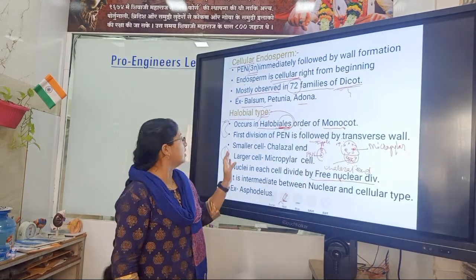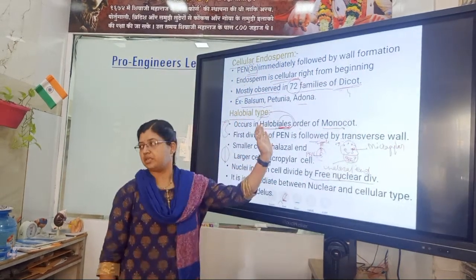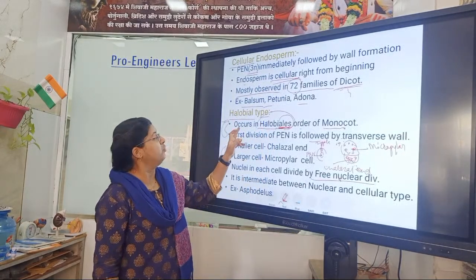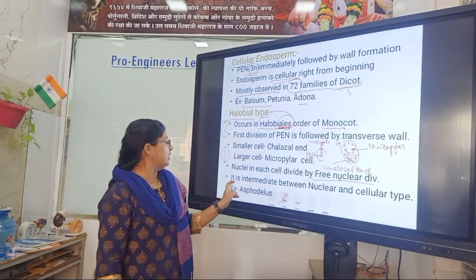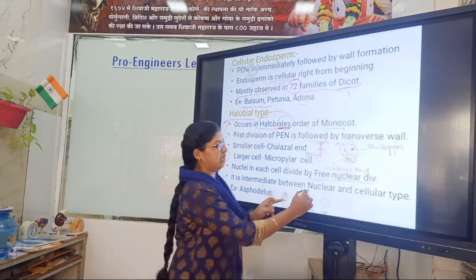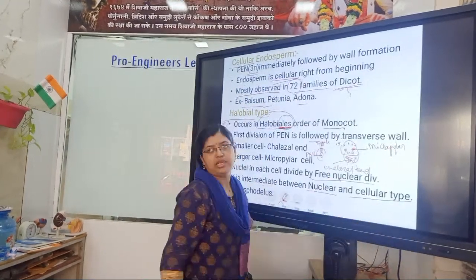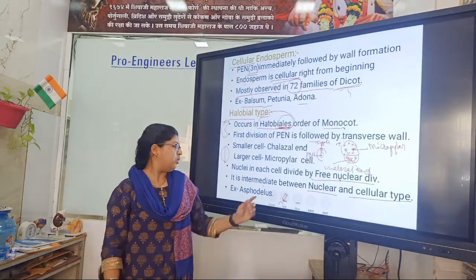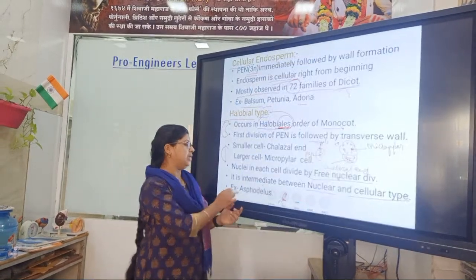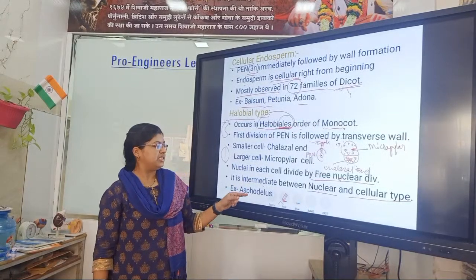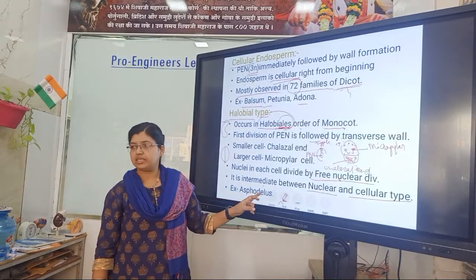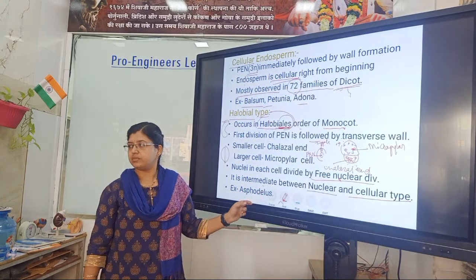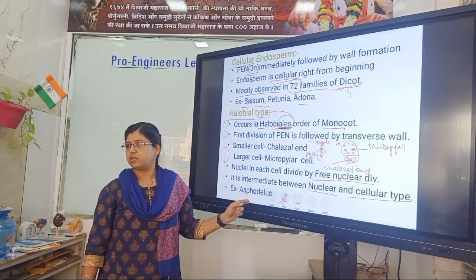This is the helobial type. Clear? Helobial type of endosperm. It is an intermediate between nuclear and cellular type. The example of helobial, only one example is there: Asphodelus, in your book.